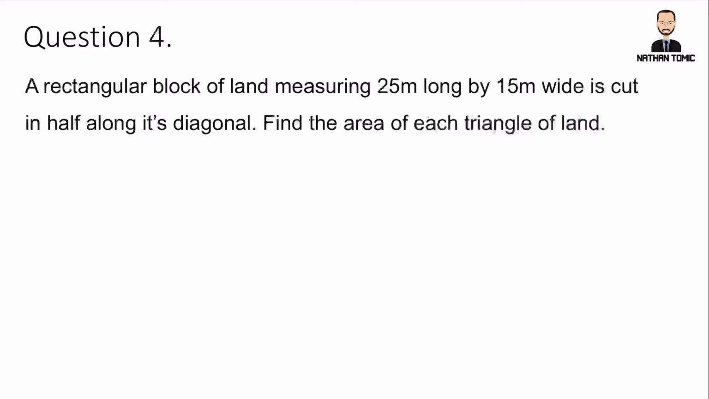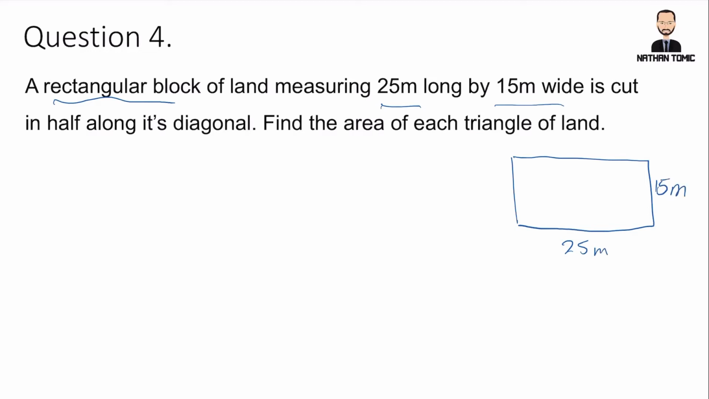So the first thing is we have a rectangular block, 25 metres long and 15 metres wide. So let's just draw ourselves a rectangle over here. It doesn't have to be to any scale. 25 metres long and 15 metres wide. It is then cut in half along its diagonal. So we can see now that it's being cut in half diagonally.